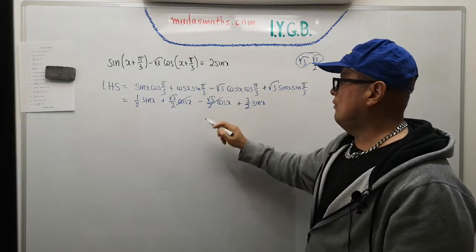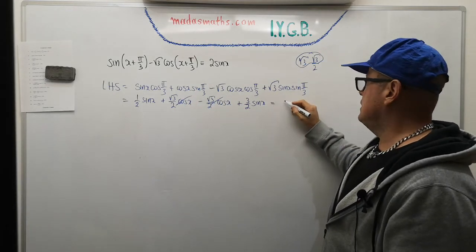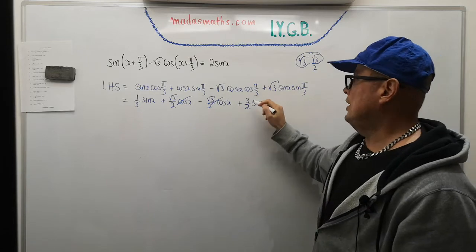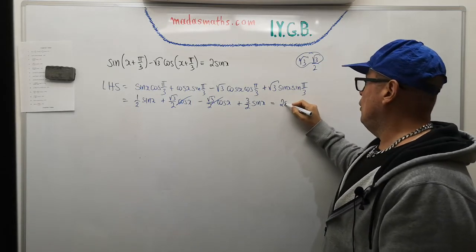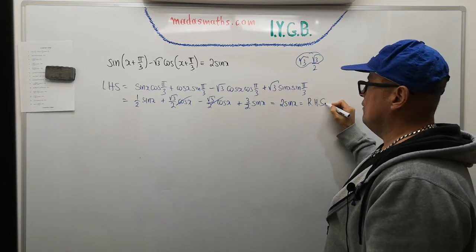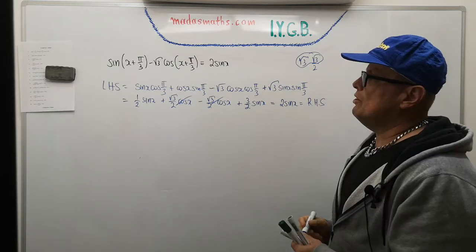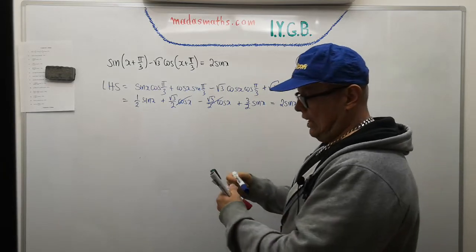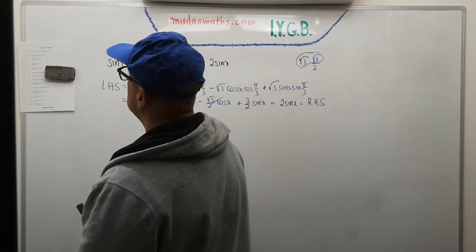This middle bit will cancel, and of course I'm going to get 1.5 plus half is 2 lots of sine of x, which of course is my RHS, right hand side, and the identity is proven. So that's the general technique for doing this kind of work. So I'm going to go into question number 2.